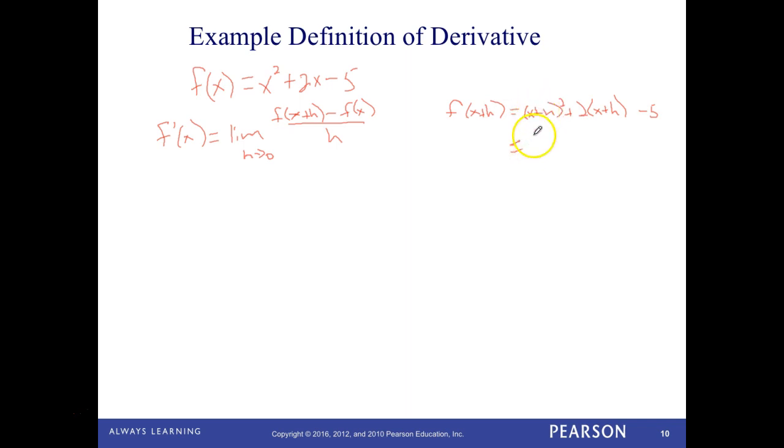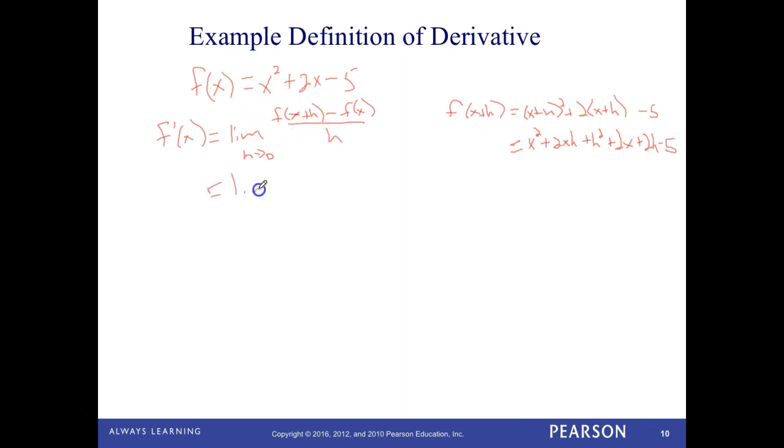So this will be x squared plus 2xh plus h squared, and here we'll have plus 2x plus 2h minus 5. So I'm going to go ahead and plug that whole thing in here for f of x plus h.